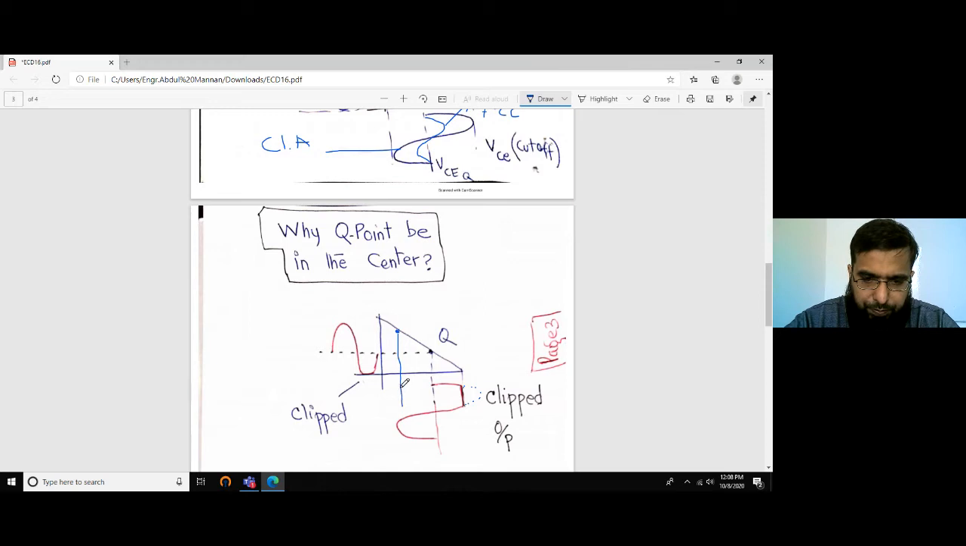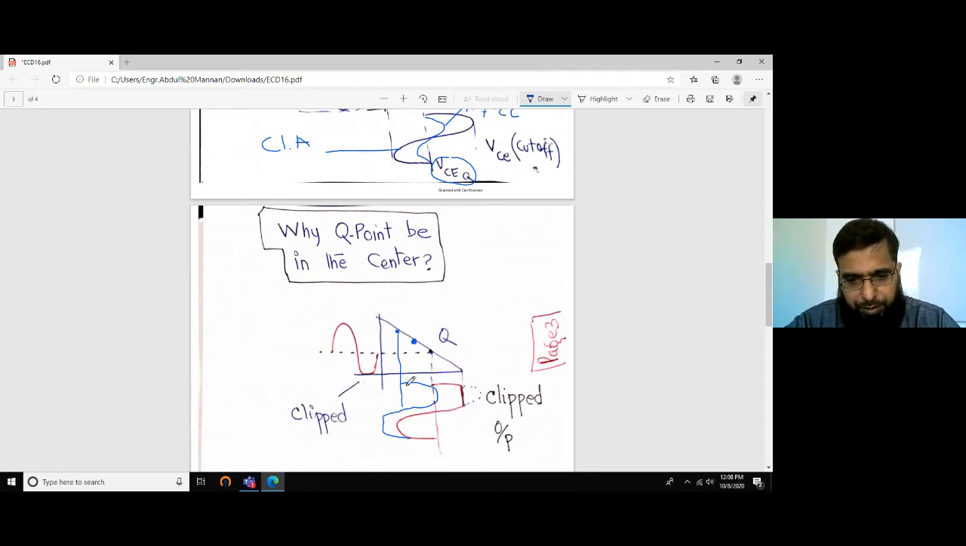will have a full swing on this side, but will be clipped from this side. So that's the reason we should have the Q point in the middle. If you want to use the whole available range around this Q point, we have to select the Q point in the middle. I mean, VCEQ should be equal to VCC by 2. It should be in the middle so that we can use the whole range.